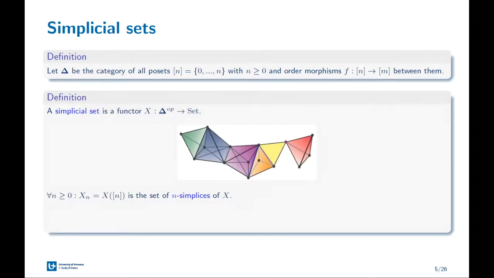And what is a simplicial set? A simplicial set is just a contravariant functor on delta to my category of sets. So in other words, a presheaf on delta. Okay, that's the abstract definition. How should you think about these things? You should think about these things as follows.